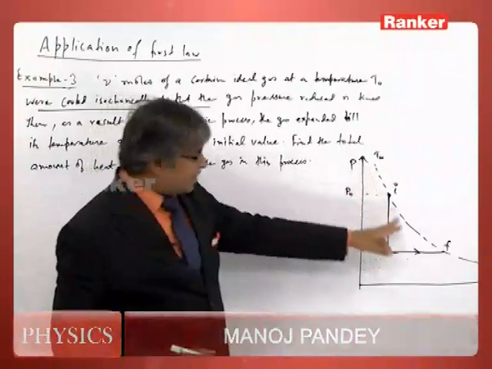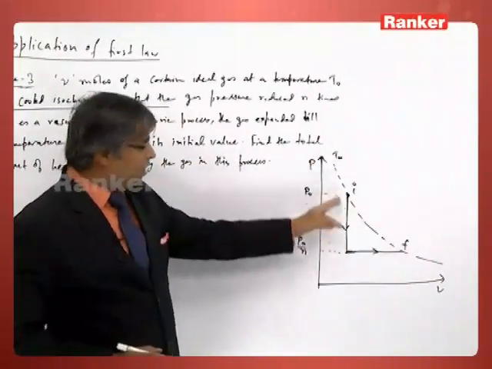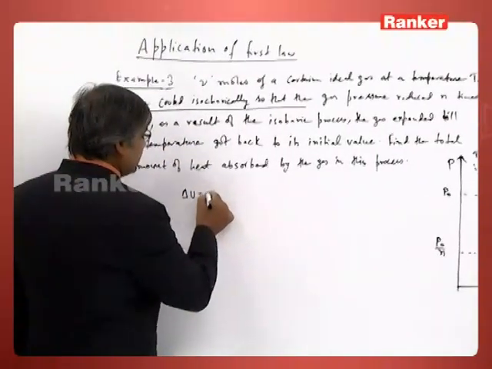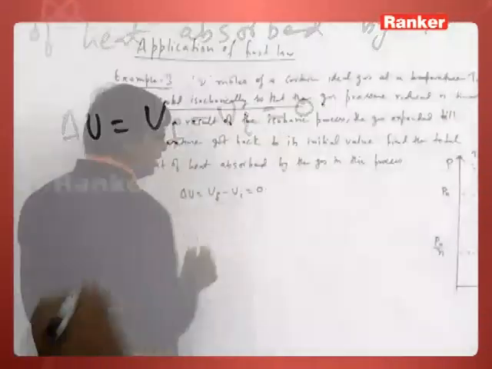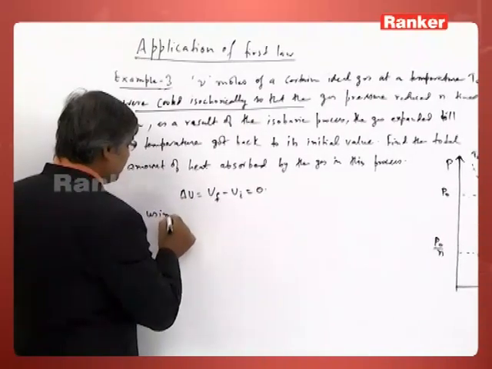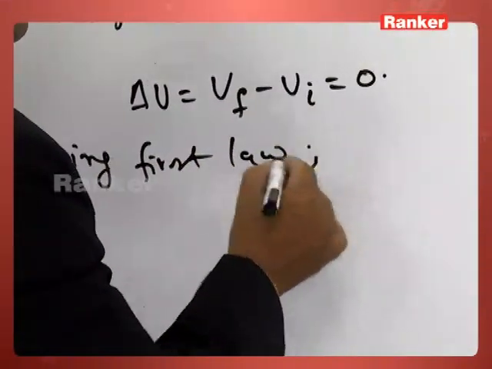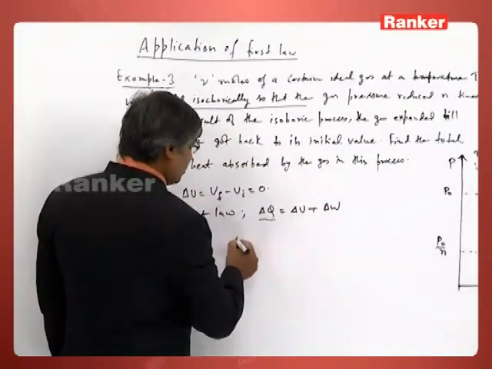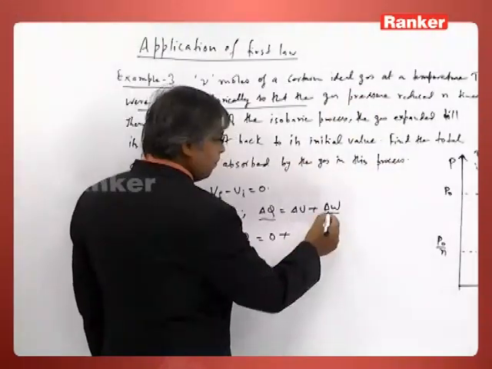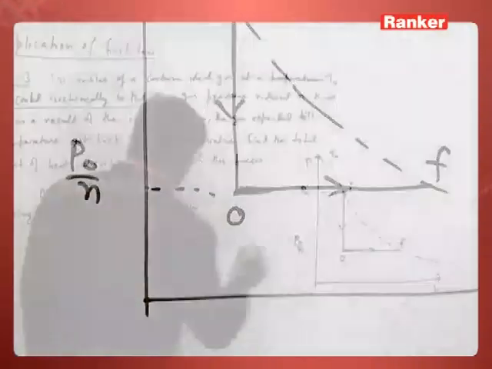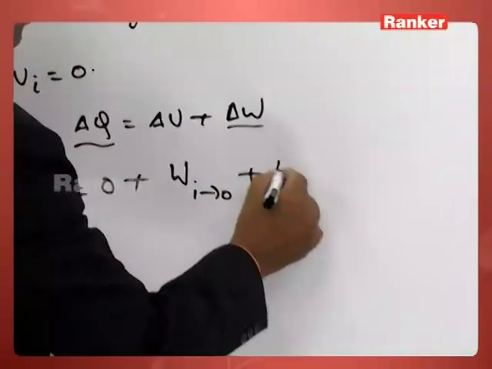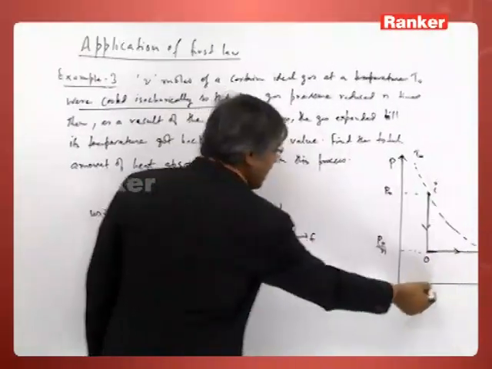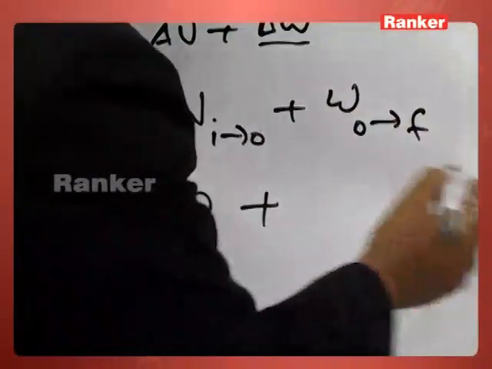You see, since the initial and final positions are on the same isotherm, at the same temperature, there is no change in internal energy. So delta U is equal to U final minus U initial, which is 0. Using the first law, delta Q is equal to delta U plus delta W. Delta Q is asked and delta U is 0. Now work done: suppose this is point O. So work done from I to O plus work done from O to F. This is an isochoric process, so no work is done. This is now the work done from O to F.